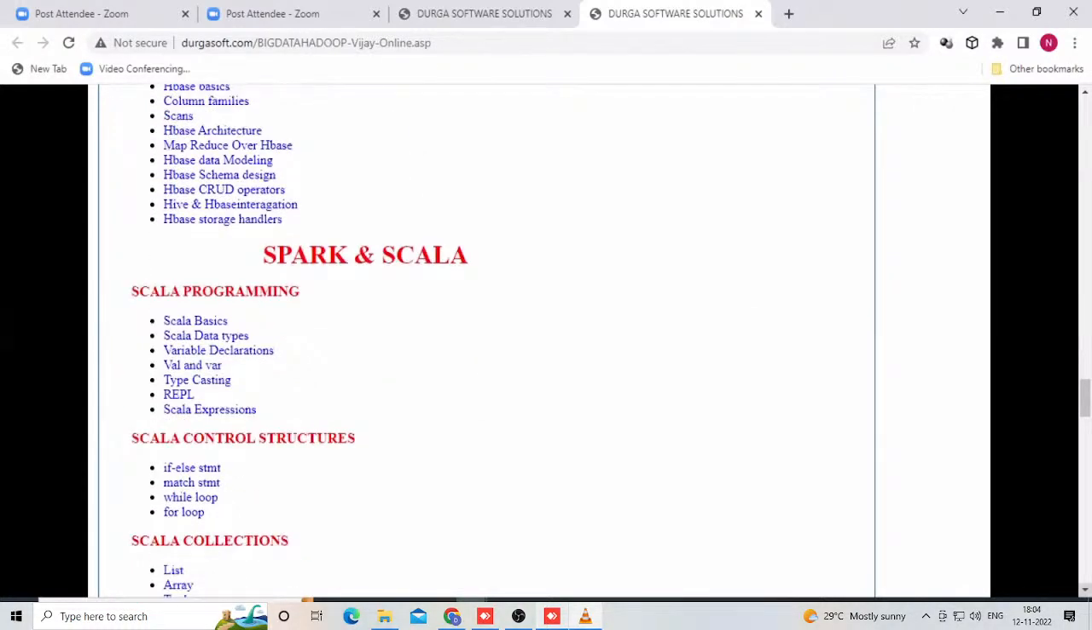And coming to Spark and Scala, before Spark I will also discuss streaming data and technologies like Flume and Kafka, right?